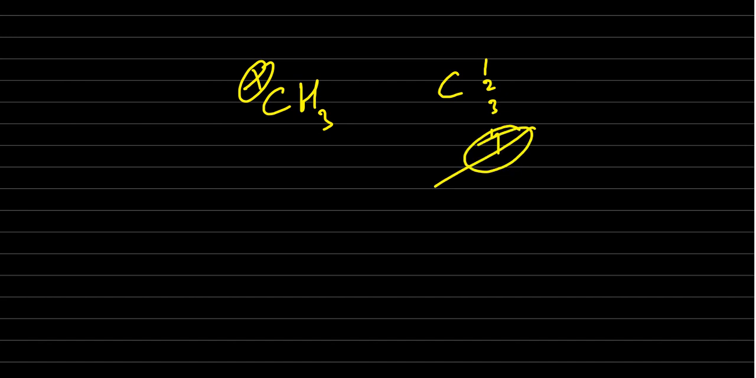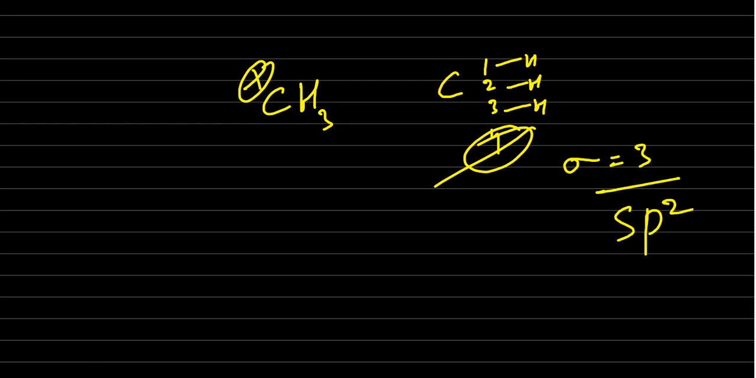Suppose cations and anions are there. So CH3 plus is there. Take carbon's 4 electrons. Plus means there is 1 electron less, so only 3 electrons are there. 1 hydrogen, 2 hydrogen, third hydrogen. Total how many sigma bonds? Total 3. So your hybridization is sp2. What about geometry? Whenever all 3 are sigma bonds, it is trigonal planar.